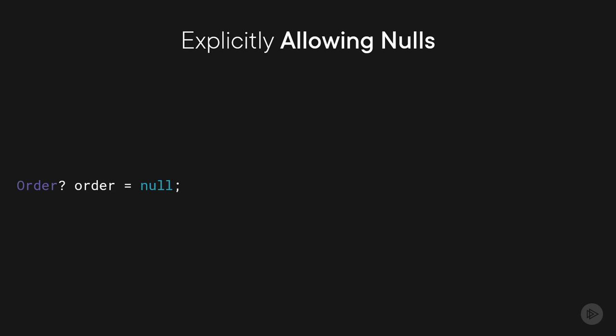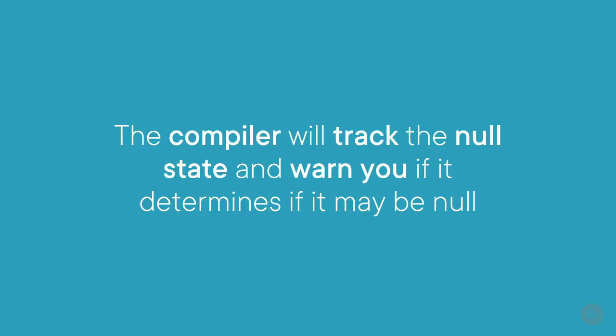You can do that just like you've defined nullable value types previously. You use a question mark when specifying the reference type you are using. For example, an order that is allowed to be null. This can now be set to null. And everywhere in the application where you access this, the compiler will try its best to determine if it's been set to an instance or not.